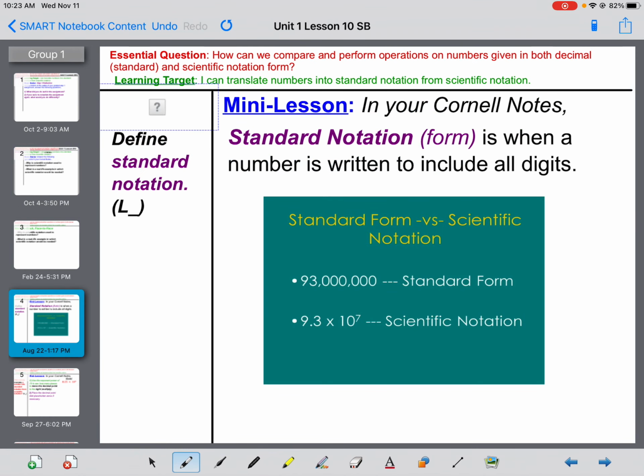In our mini lesson, we're defining the term standard notation, or in other words, standard form. Standard notation is when a number is written to include all digits. And here in this picture, we see the difference between standard form versus scientific notation form. Standard form is when we have the commas, and scientific notation form is when we have that first number between 1 and 10, times 10 raised to an exponent.